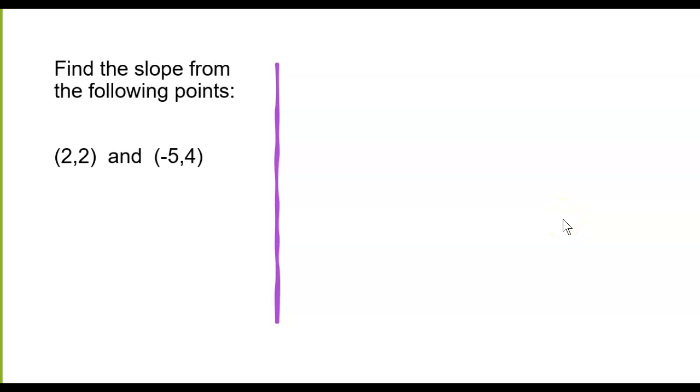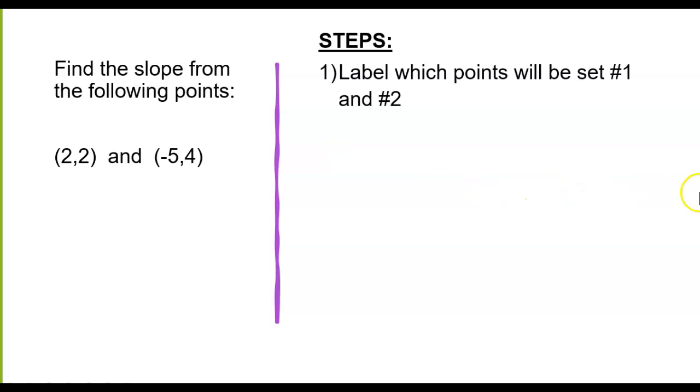Okay, so now on the right-hand side, we're going to write our steps. So step 1 is to label which points will be set number 1 and set number 2. So you're actually copying down these directions, so that way when you need to look back at your notes, you have the directions that tell you what to do for each step.